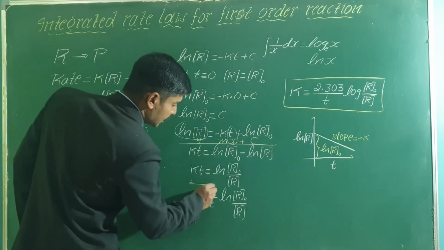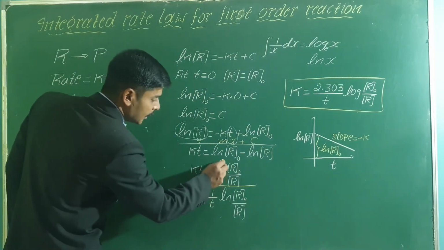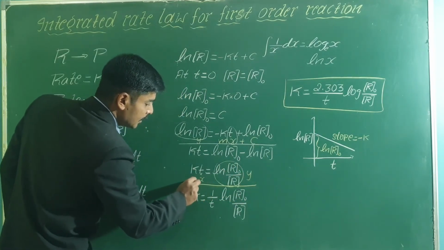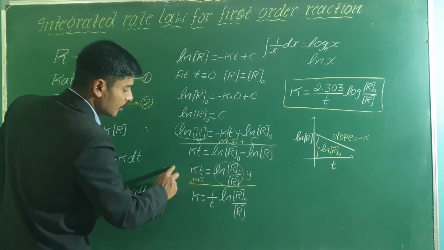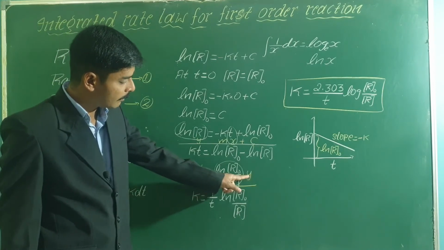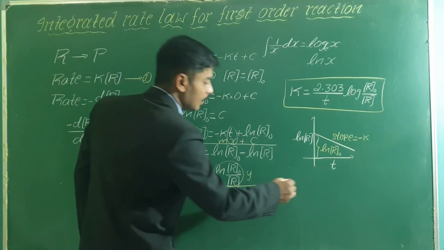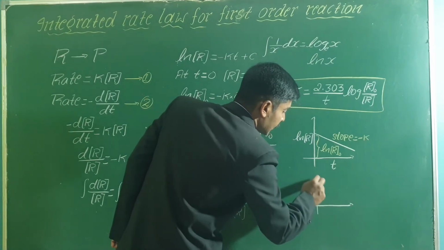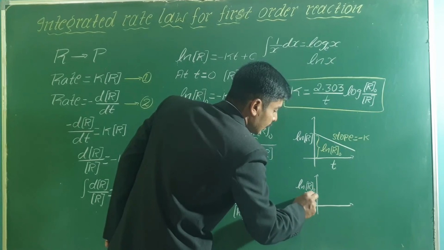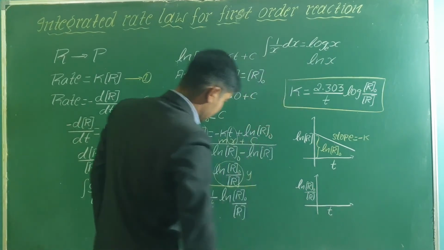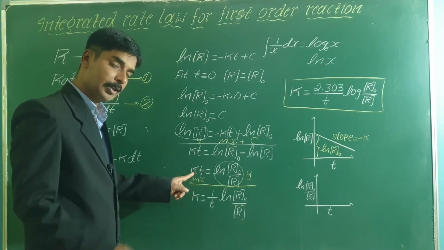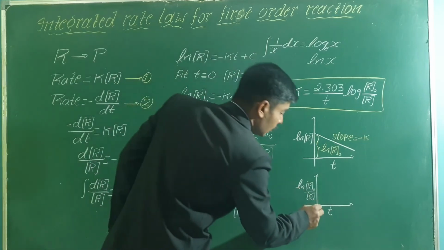Next, let us take this expression. If I consider this to be y and this is x and this is m, so y is equal to mx, so there is no y intercept, slope is positive. So if you plot a graph of ln r naught by r versus time, we get a straight line starting from the origin having a positive slope.